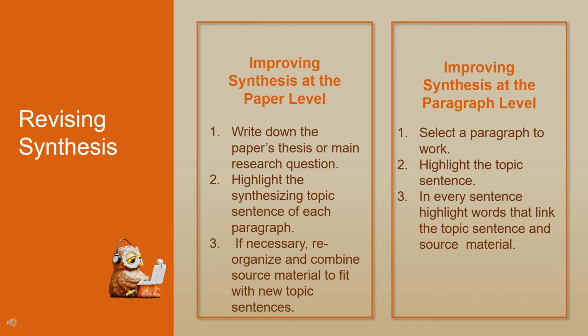Improving syntheses can be done at two levels: improving syntheses at the paper level and improving syntheses at the paragraph level. In improving syntheses at the paper level, we should write down the paper's thesis or main research question, highlight the synthesizing topic sentence of each paragraph, and if necessary, reorganize and combine source material to fit with new topic sentences. In improving synthesis at the paragraph level, we should select a paragraph to work on, highlight the topic sentence, and in every sentence, highlight words that link the topic sentence and source material.